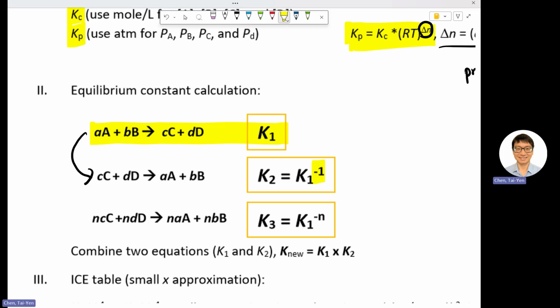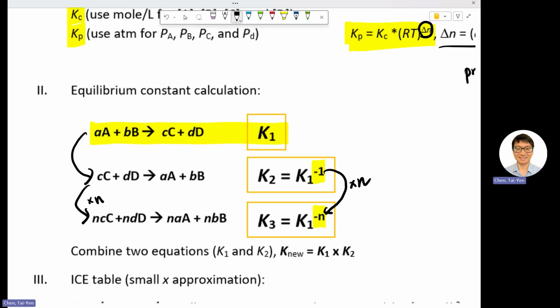The same thing: if today I multiply a coefficient n to the overall reaction, then the new equilibrium constant again will operate on your exponent. So if you multiply n here, then you also raise K to the power n over there. Everything will change on the exponent side.